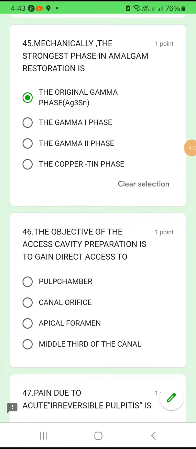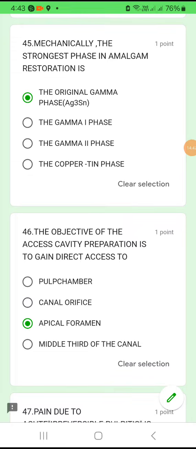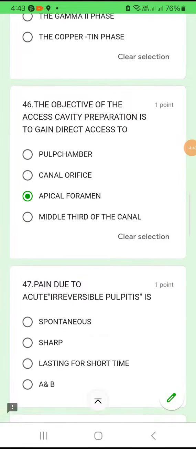Question number 46. The objective of the access cavity preparation is to gain direct access to which area? Actually, it is not to pulp chamber, it is not to canal orifice. The objective of access cavity preparation we have learned in endo is to gain direct access to apical region, apical foramen. Okay, so option C is the answer.